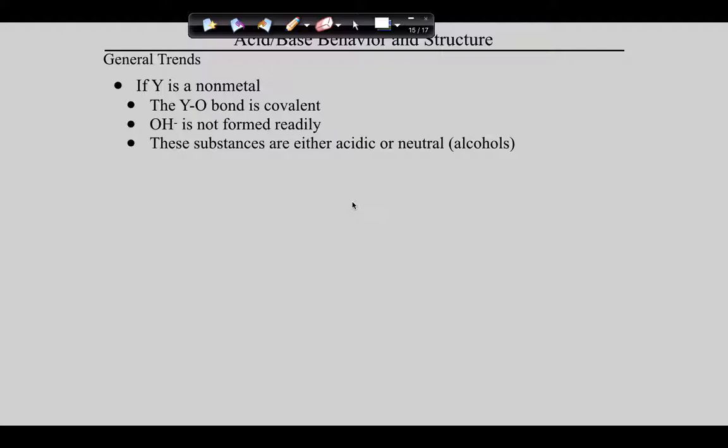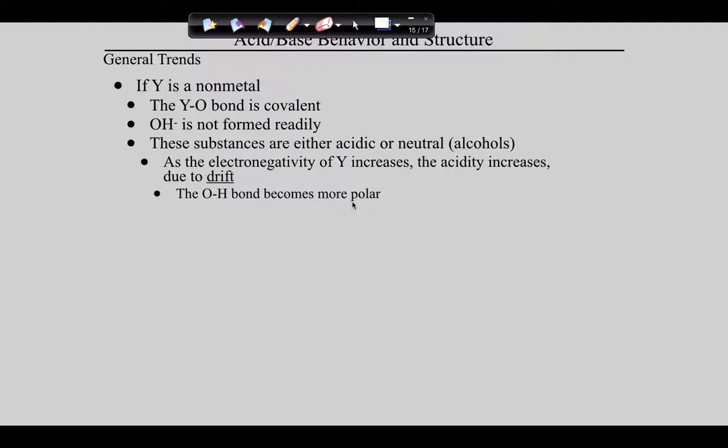Is this getting a little murky for you? Let's just write it down, and then guys, we'll show you pictures, and the pictures help a lot. So guys, what determines if this is going to be a weak acid or an alcohol? And it all comes down to something called drift. Just write it down with me and I'll show you pictures. So as the electronegativity of Y increases, the acidity increases due to something called drift. Drift is the process of making this OH bond more polar. And I'm going to show you a picture of what I'm talking about in just a second, and it'll make sense.